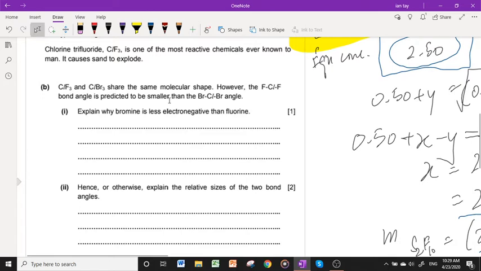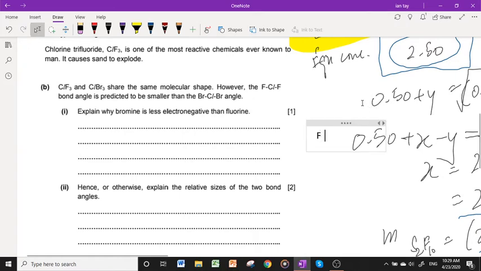So they share the same molecular shape, however the FCl-F angle is predicted to be smaller than the BrCl-Br angle. Okay, so explain why bromine is less electronegative than fluorine. Okay, this is a standard question, so I shall write the standard answer.